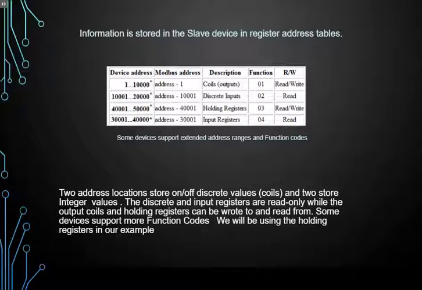Discrete inputs can only be read from and are stored in the 10,001 range of addresses using function code 2. The holding registers, or address 40,000 through 50,000, can be read from and written to using function code 4.